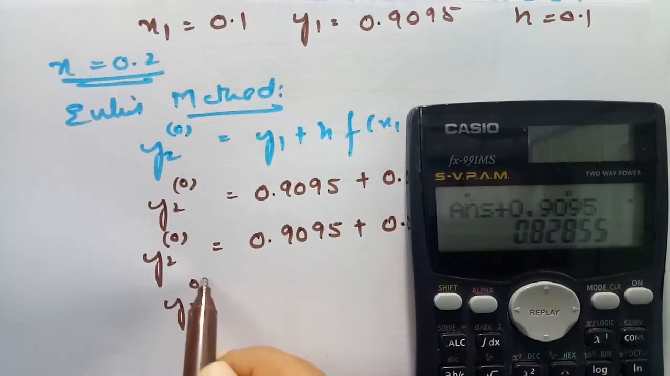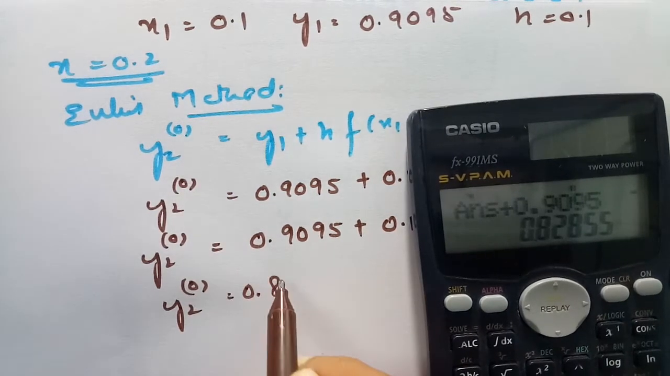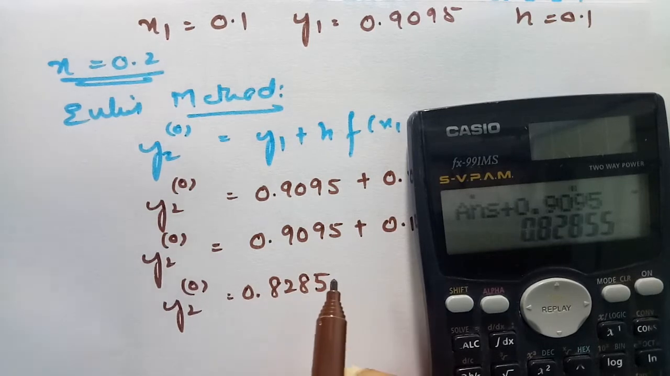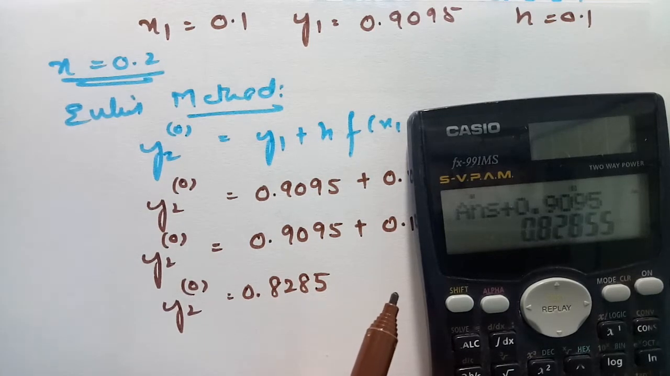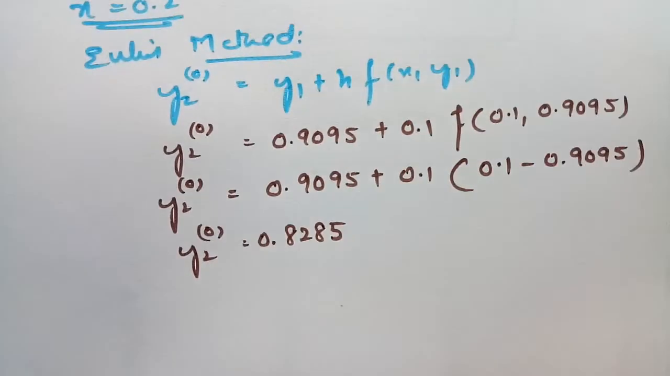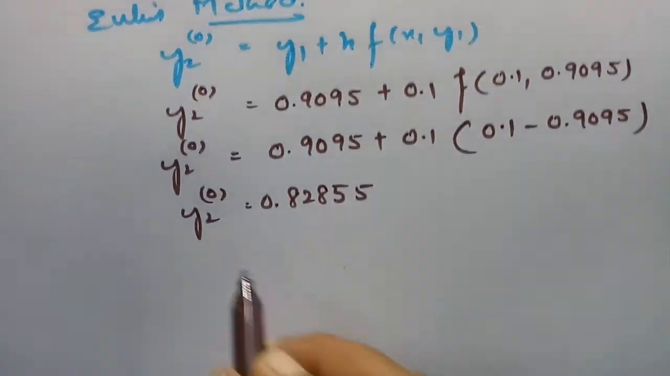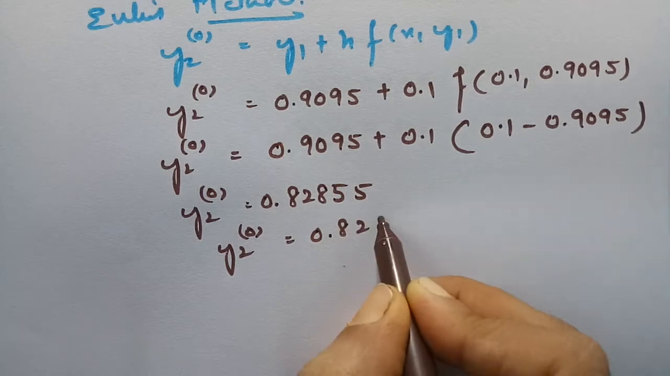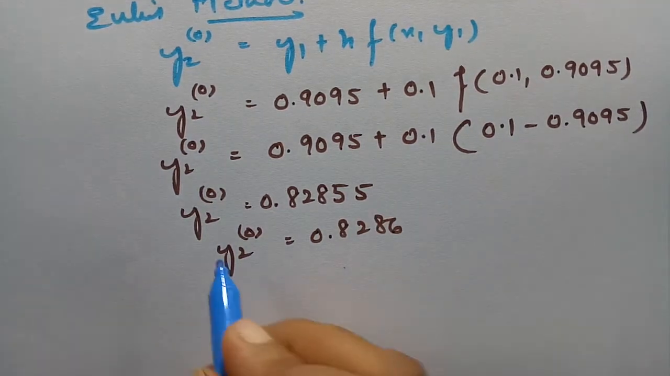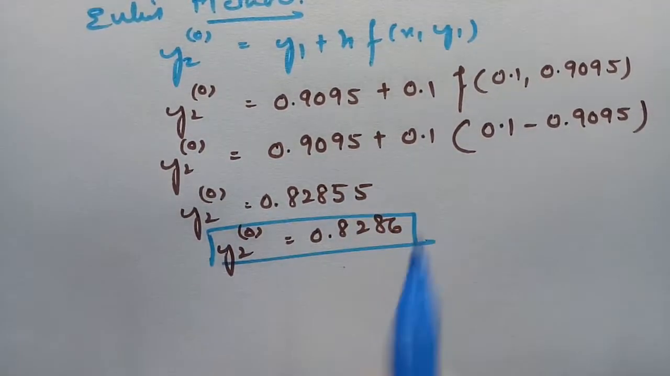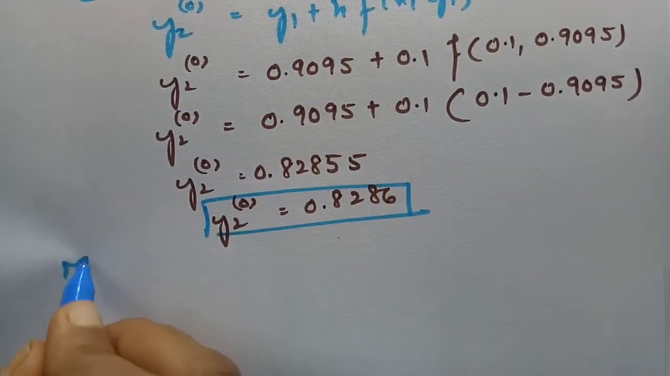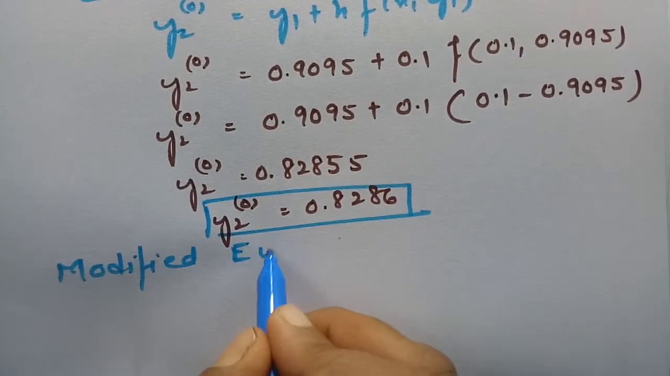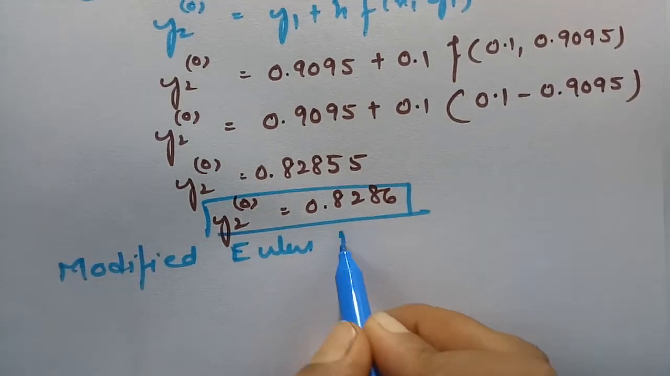So how much is the value here? That is y2 at 0 is equal to 0.8285. So 8285 is the answer. So here, 85, so y2 at 0 I can write as 0.8286, or else you can leave it like this. So now we have to go with the modified Euler method. So what is the formula for the modified Euler's method?